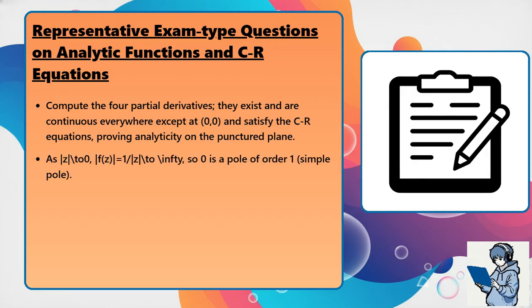As |z| approaches 0, |f(z)| = 1/|z| approaches infinity, so 0 is a pole of order 1, a simple pole.